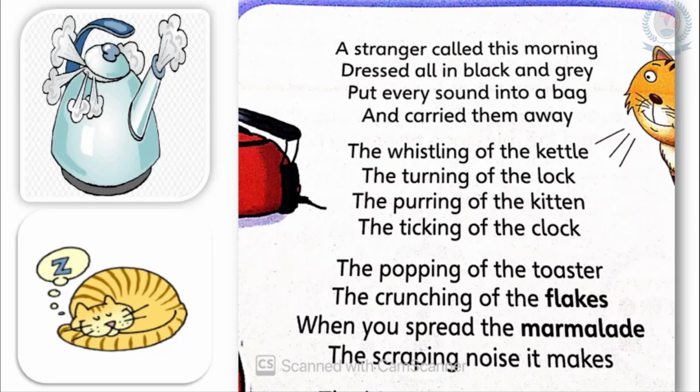The popping of the toaster, the crunching of the flakes. When you spread the marmalade, The scraping noise it makes.